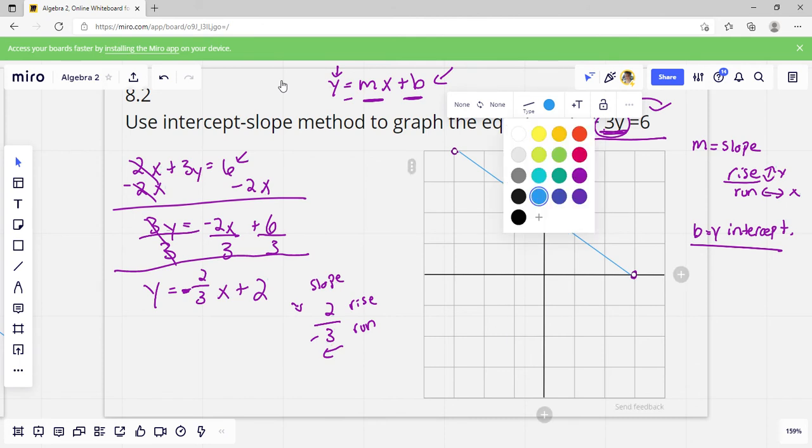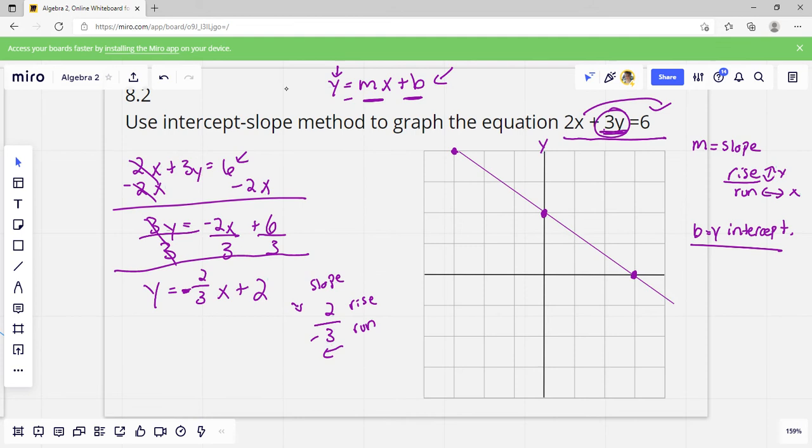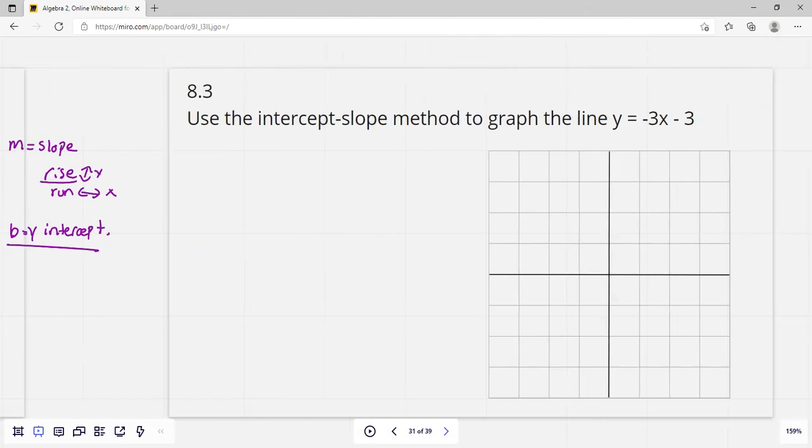We'll make it purple. And really that will keep going out forever in both directions. And there we go. That's how you graph using the intercept-slope method. So you're finding your y-intercept, and you're finding your slope, and then you're just graphing the line from there. Let's try another one.